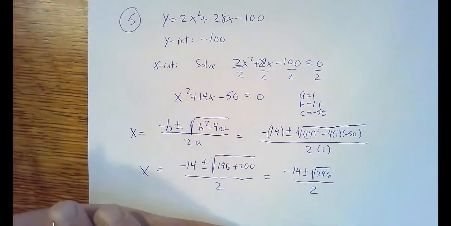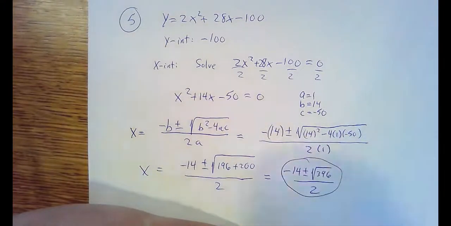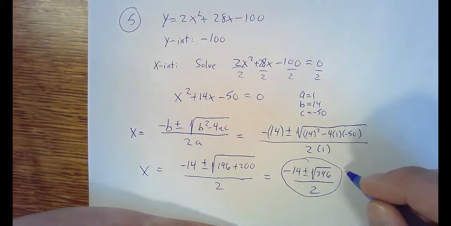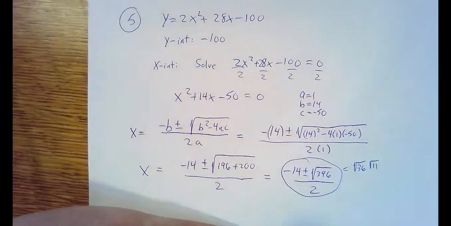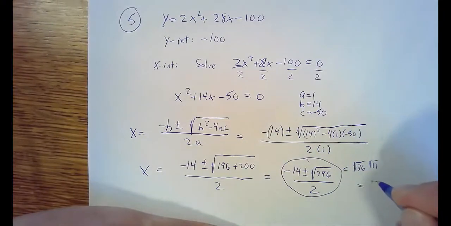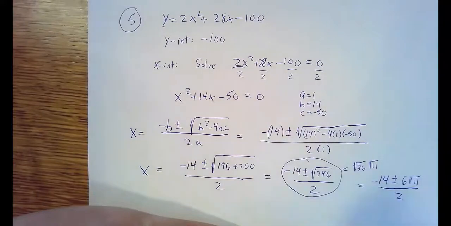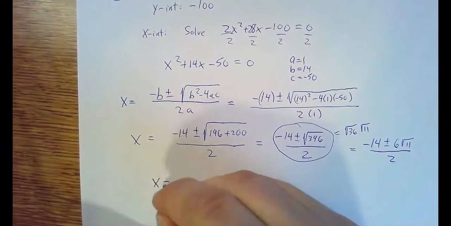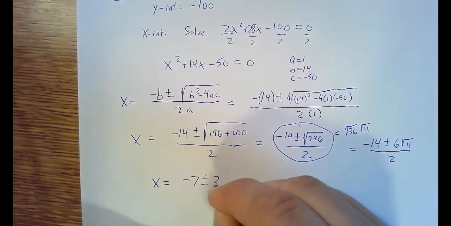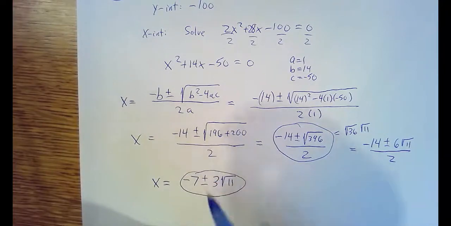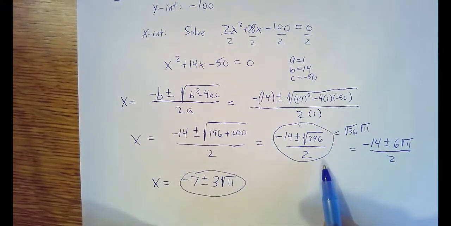all over 2. Now this would be a correct solution, but just like the last problem, we can simplify this a little bit because the square root of 396 would be equal to the square root of 36 times the square root of 11. So we could simplify this expression as minus 14 plus or minus the square root of 36 is 6, so it would be plus or minus 6 square root of 11 over 2. And when I cancel a common factor of 2 in the numerator and denominator, I would get minus 7 plus or minus 3 square root of 11.